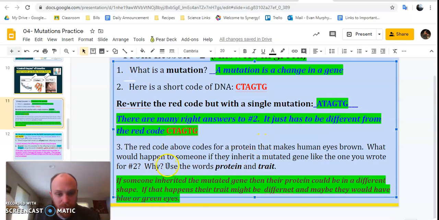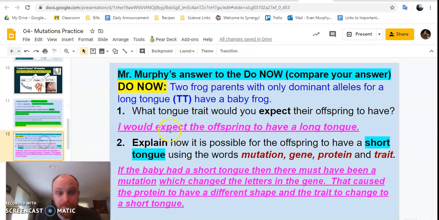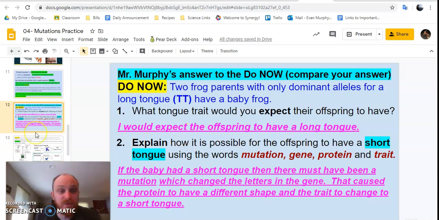So here is number 3, an important question. This gives you an opportunity to see, like the question from the Do Now, if somebody inherited this gene, if this gene gave you brown eyes and you inherited this gene, what would happen? So I wrote, if someone inherited the mutated gene, then their protein could be in a different shape. And if that happens, their trait might be different, and maybe they would have blue or green eyes like I was talking about.